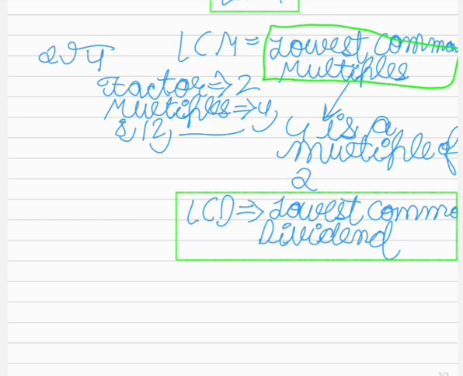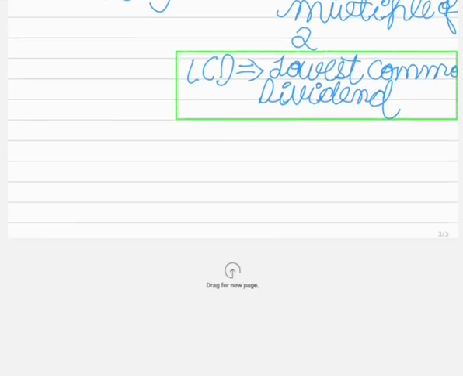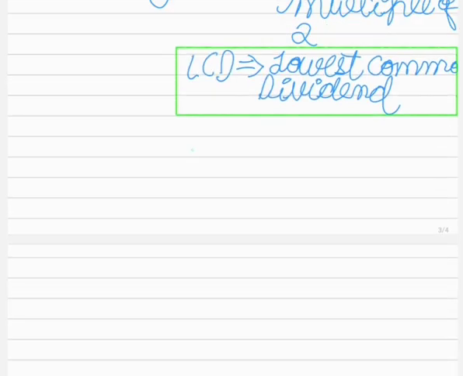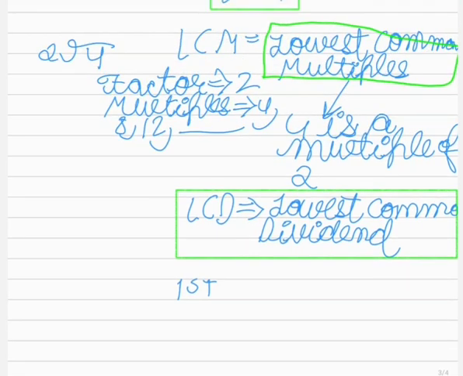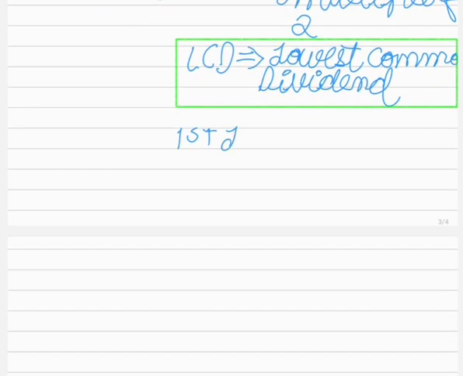These points are very important and you have to learn them, because if you learn these points it's much easier to solve HCF and LCM problems. So our first method of finding LCM is the listing method.